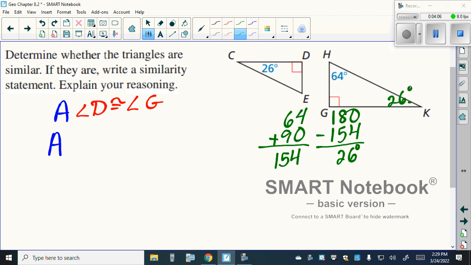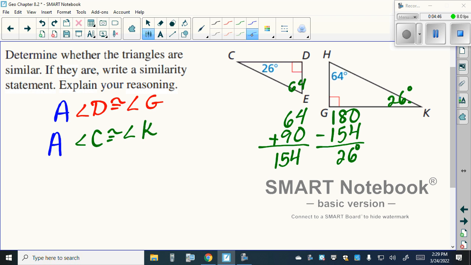So does that give us a second set of angles that are congruent? Yes. We can say that angle C is congruent to angle K. And E and H would be the same as well. So if we had found E, we would have seen that that's 64 degrees, which would have given us two angles. But we only need two to be able to show similarity. We don't have to put the other one because all we need are two angles.